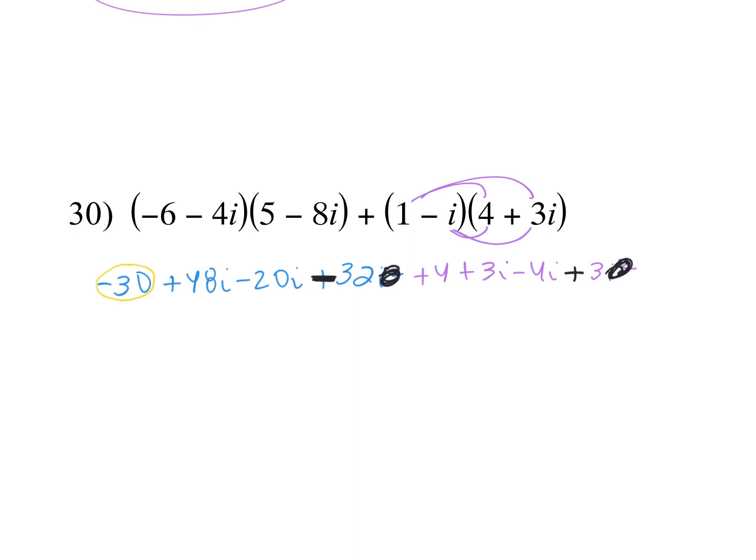So negative 30 and a negative 32 is? Negative 62 plus 4? Plus 3. Negative 55. Good. What's 48 minus 20? Positive 28i. Plus 3i? 31i minus 4i. Minus 27i.